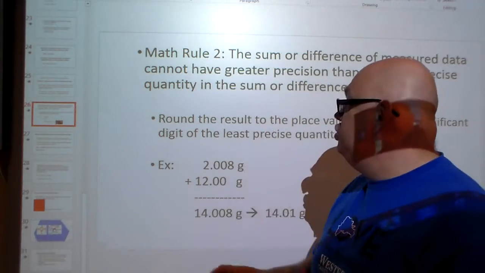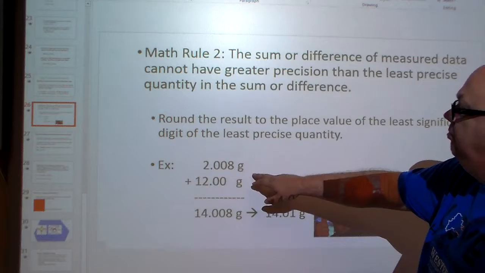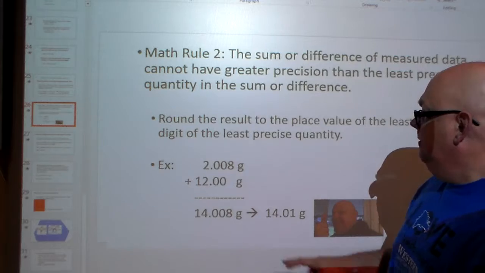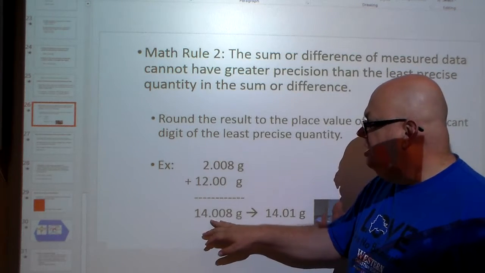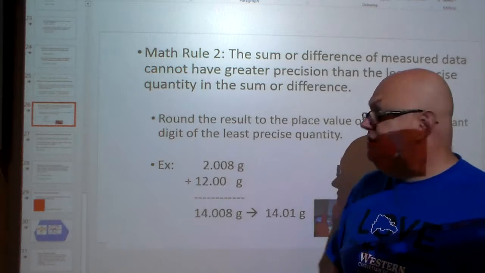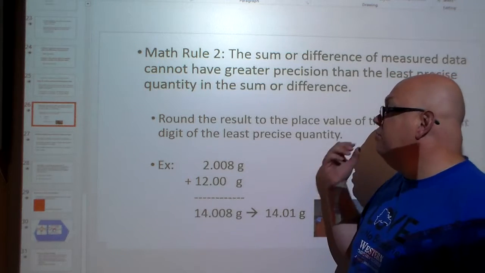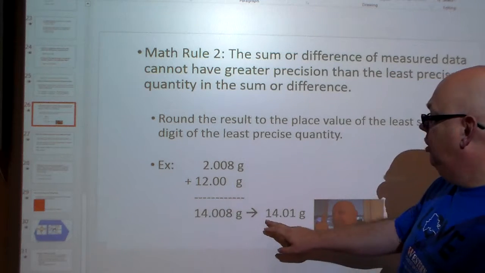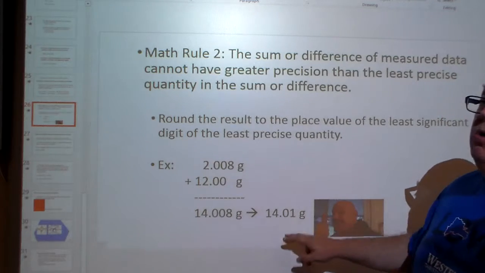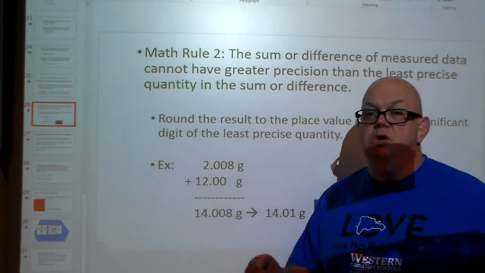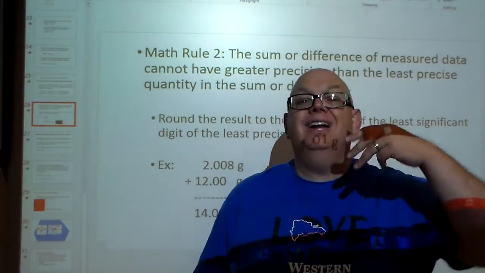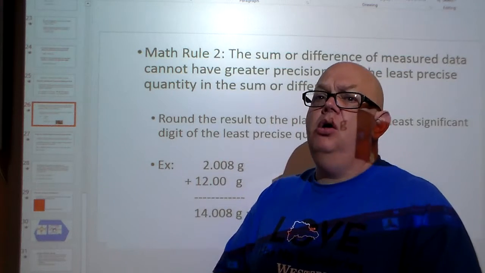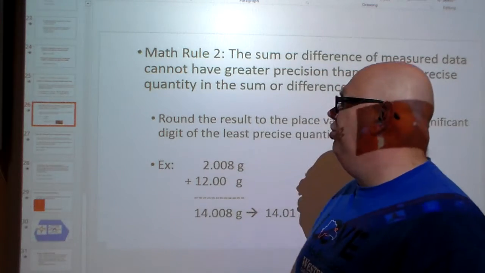the smallest precision. So in this case, I got 2.008 grams plus 12.00 grams. Now, if we add them up, it's 14.008 grams. That's nice, but because of our least precise measurement, we look at 14.01 grams as opposed to 14.008, because we need to base that off of our least precise measurement. Why? Because if we don't do that, then we could be called on saying, hey, you're being dishonest about the whole thing.